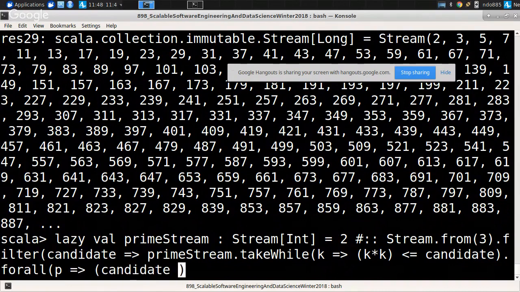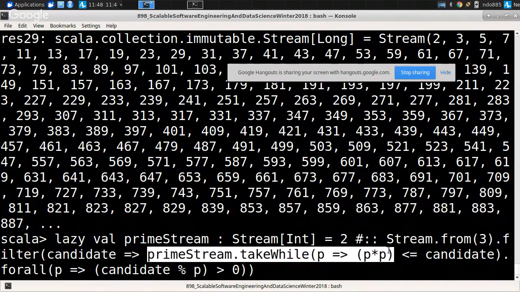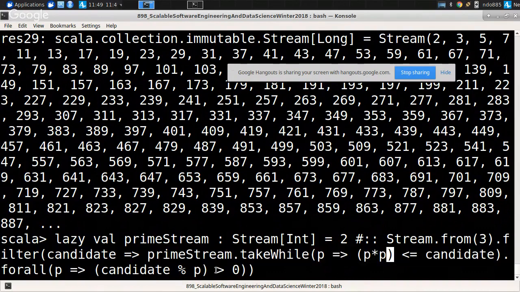If candidate mod P is greater than 0, there we go. And I'm going to go back and rename the K to a P because it's a prime. After all, it's a member of prime stream. So what am I doing here? Basically, I am taking all the primes to this point. I'm filtering to only consider those that are less than or equal to the square root of candidate. And then I am testing if for all of those, when you take candidate mod that prime, it's greater than 0. Do you see that?